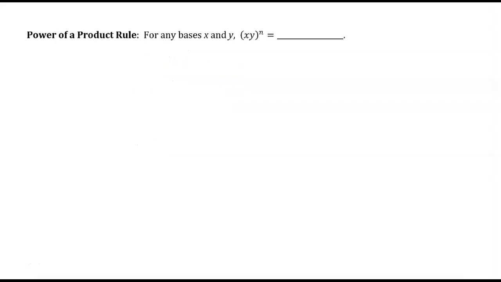The power of a product rule states that if we have a product such as x times y, and we raise that to an exponent n, we could rewrite this as x raised to the exponent of n times y raised to the exponent of n. In other words, that exponent on the outside of the parentheses applies to each item in the product on the inside of the parentheses. Suppose that we had 2 times 3 raised to the 4th.